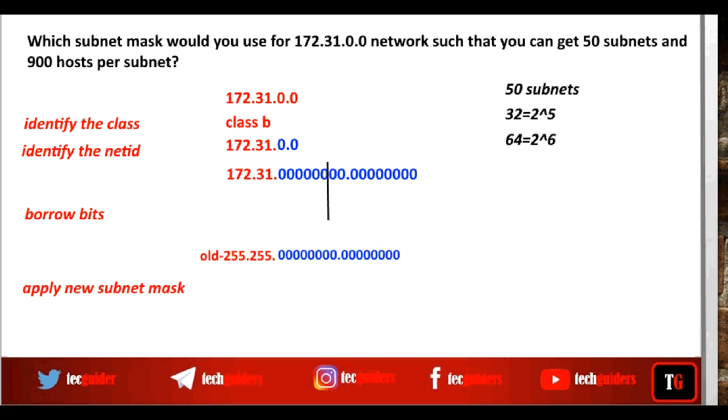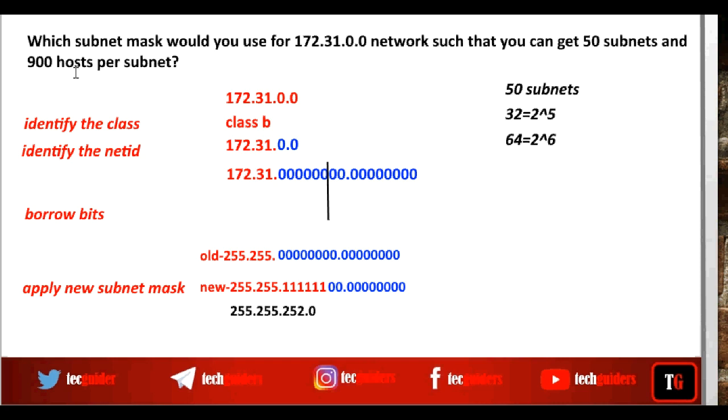The old subnet mask for this class B network was 255.255.0.0. Now we are adding 6 more bits to the network identification part. So the new subnet mask is 255.255.6 ones followed by all zeros, which is 255.255.252.0. Thus, by applying the subnet mask 255.255.252.0 to this class B network, we can divide this network into 64 equal-sized subnetworks.